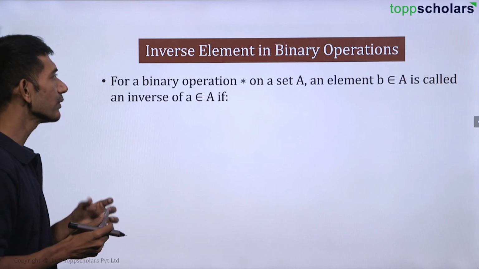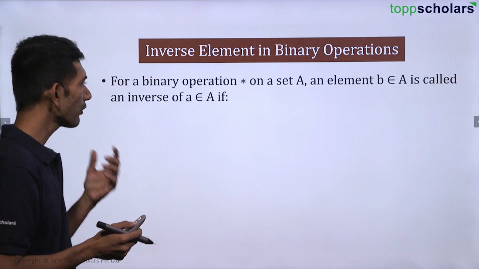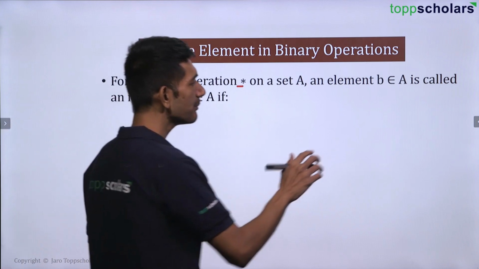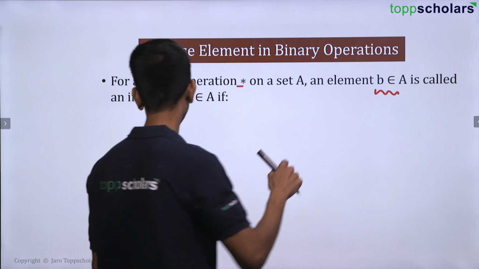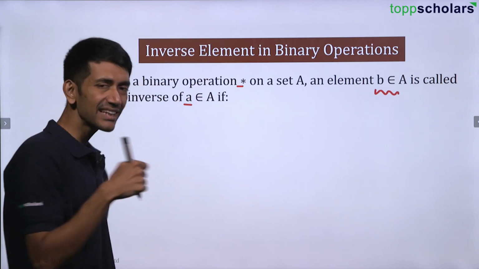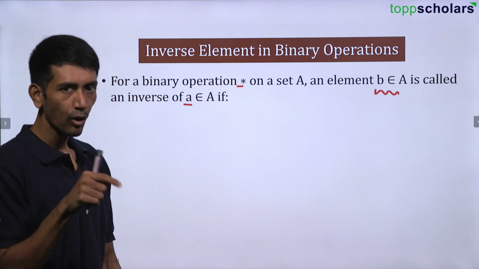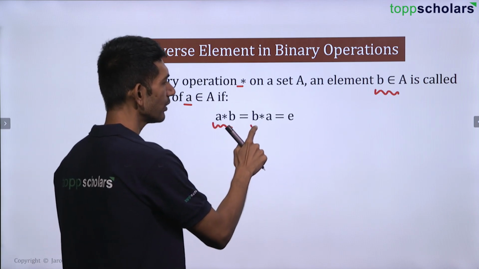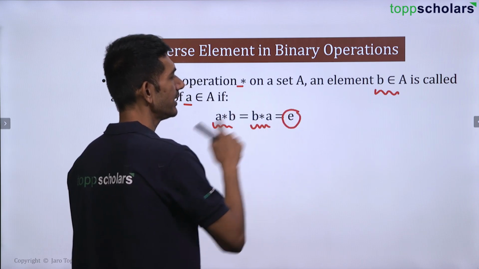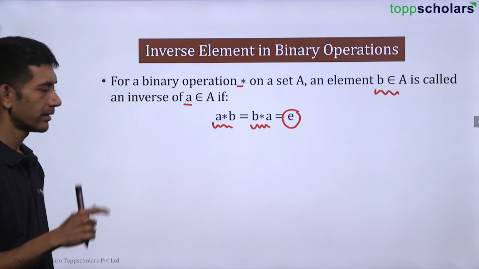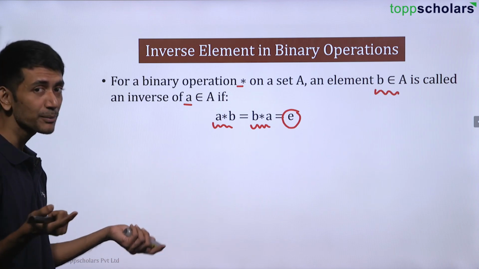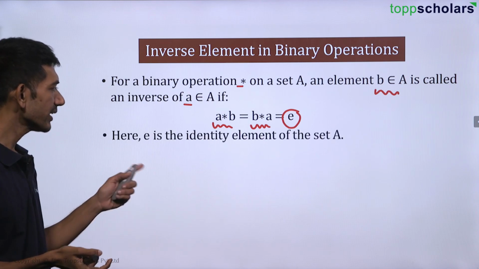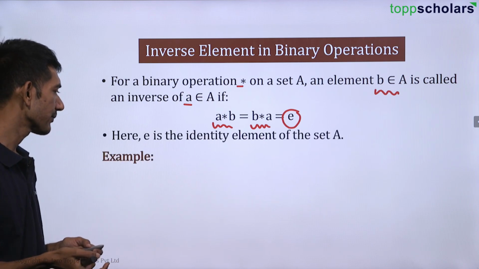Now let us talk about the inverse element in a binary operation. For a binary operation star on set A, an element B belonging to A is called an inverse of A. So B is an inverse of A, where both A and B belong to the set A, if A star B is equal to B star A gives you E, that is the identity element. Now again, that star has to be defined. It can be addition, it can be multiplication, that depends. So E is the identity element of the set A.